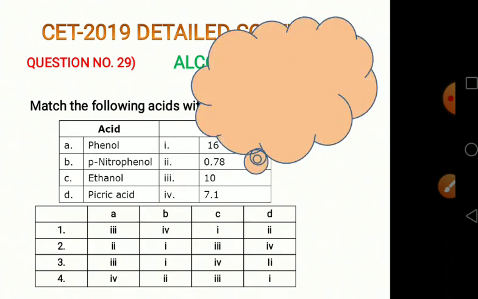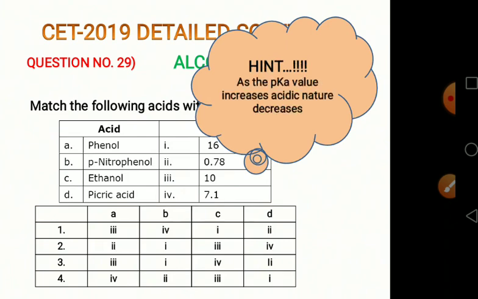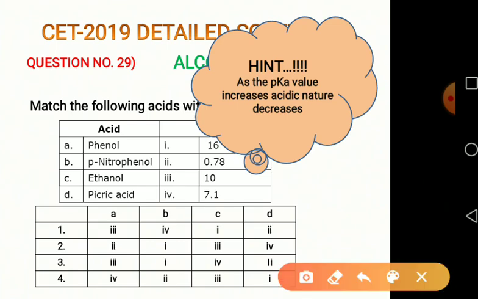So remember the pKa hint: as the pKa value increases, acidic nature decreases. Now out of these four, which one is the strongest acid? Remember, an electron withdrawing group increases the acidic nature, which means picric acid is the strongest acid, hence 0.78. D should be 2.